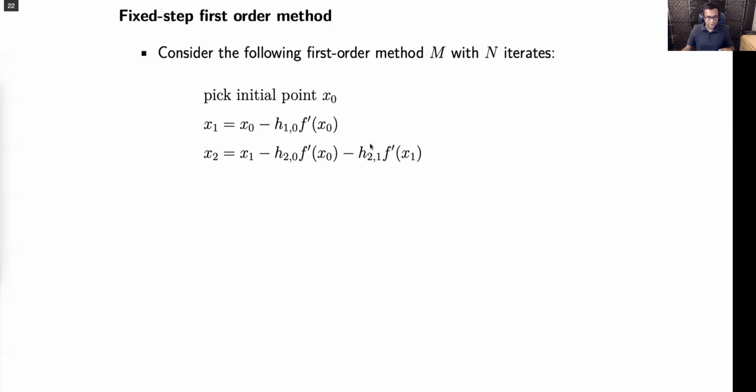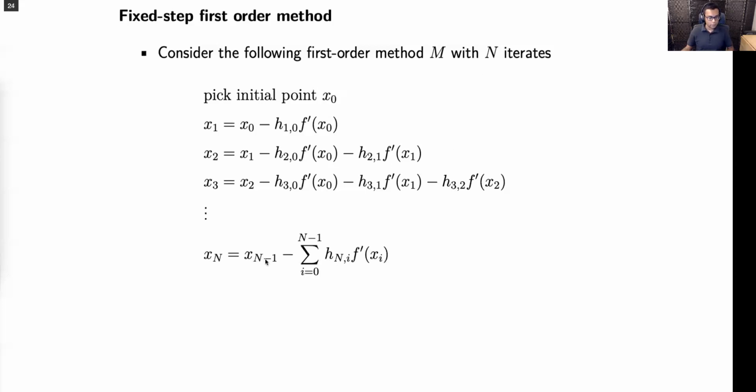At this point, we are seeing a pattern, right? For x3, we will move similarly. We have x2, so we take x2. We evaluate the subgradients of the previous 3 points that we have seen, f prime x0, f prime x1, f prime x2. And then we have the corresponding step sizes. This process continues until we have reached iteration number xn, right? So how would xn work? Based on the pattern, it will be x(n-1), the previous iterate, minus the sum of all the previous subgradients that we have seen up to this point times the corresponding step sizes.